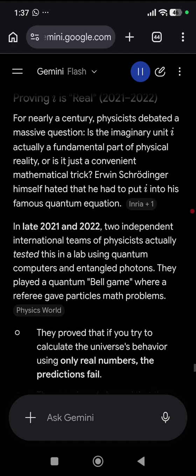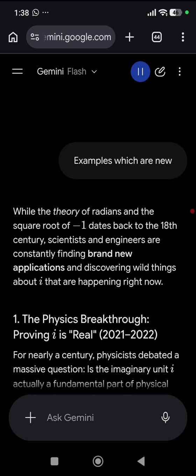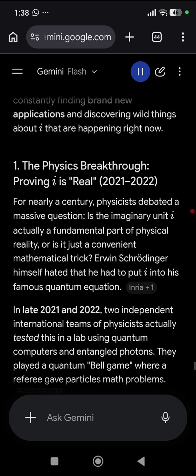While the theory of radians and the square root of -1 dates back to the 18th century, scientists and engineers are constantly finding brand new applications and discovering wild things about i that are happening right now. 1. The physics breakthrough. Proving i is real, 2021-2022.